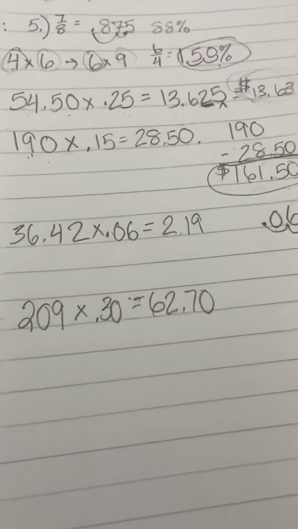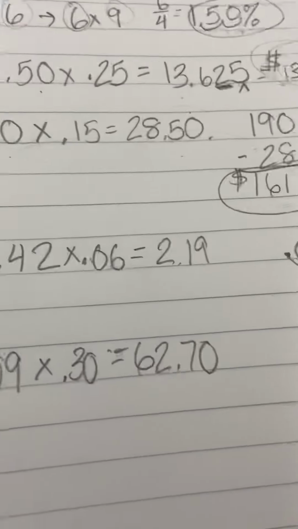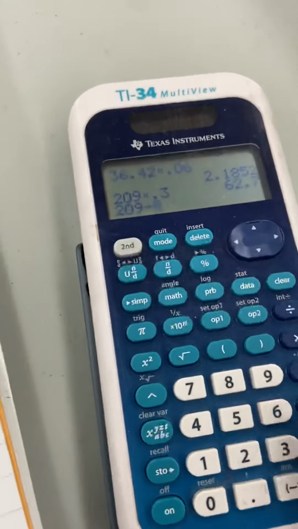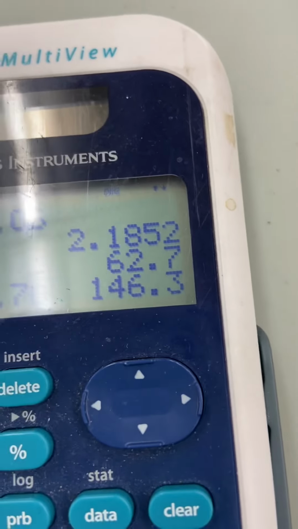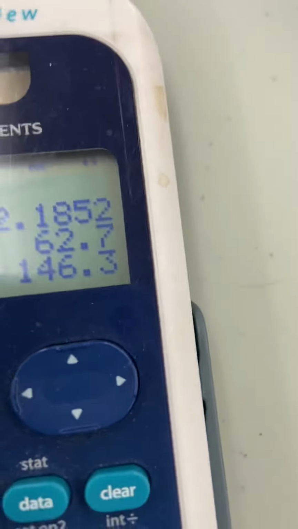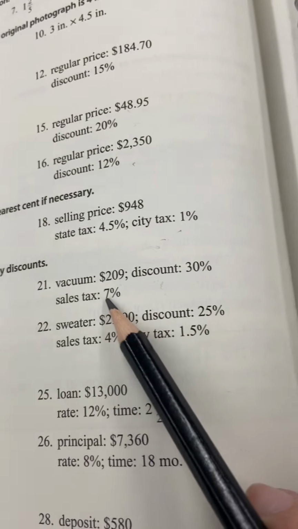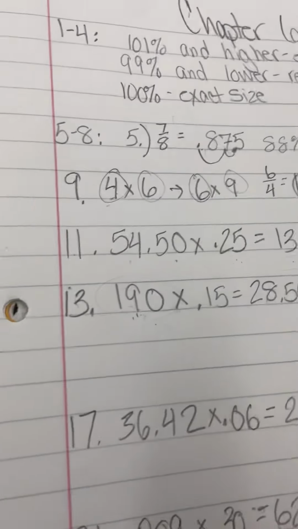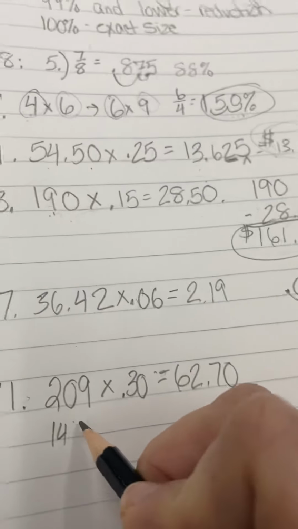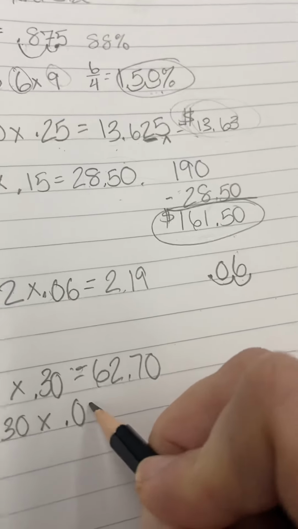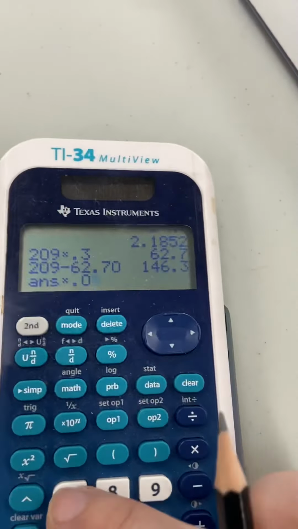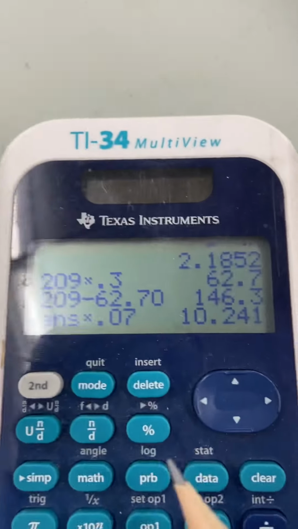So now how much do I owe? Well, let's find out. So I have 209, and I'm going to subtract the discount, $62.70, and I get $146.30. Okay, now I'm going to take the tax of that, which is 7% tax. So I'm going to multiply $146.30 times the tax, which is 7%. Should we see what that is? Okay, that is $10.24.